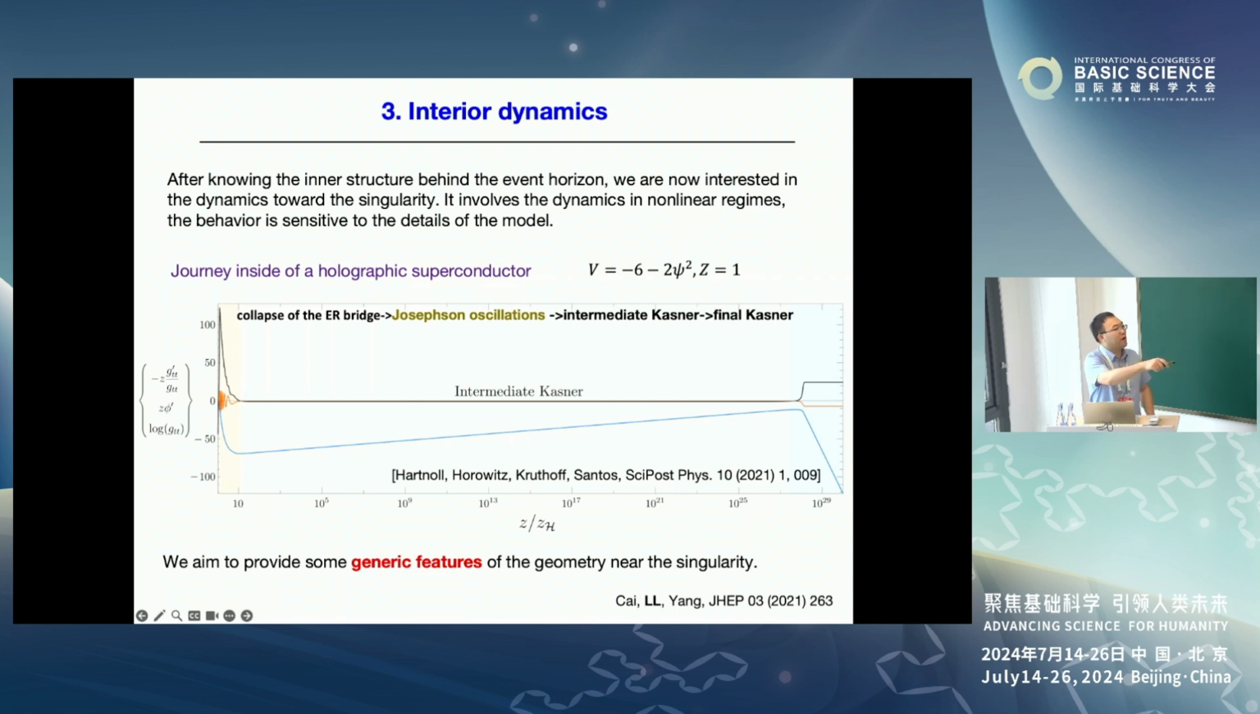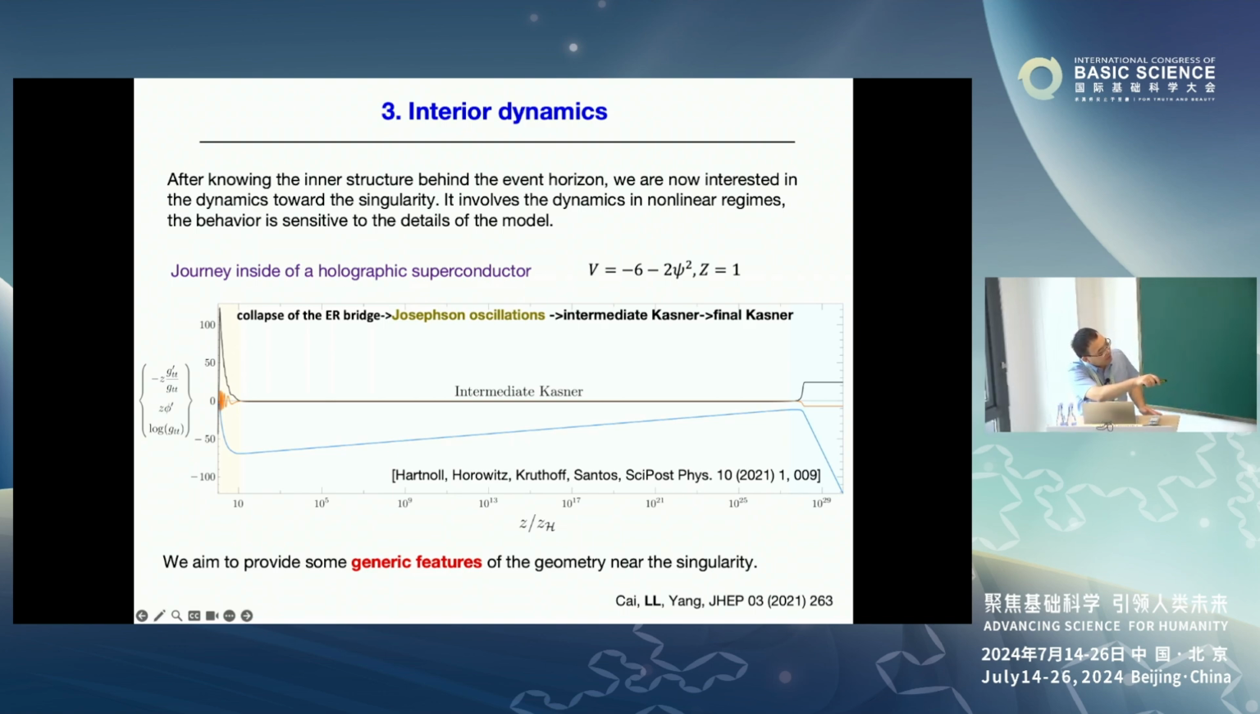So let me show you a very simple case of a charged free scalar. This is a very simple case, and this is the event horizon, and this is towards the singularity. You see, once you are inside the event horizon, you can find very complicated behaviors, even for a very simple theory of a free charged scalar.